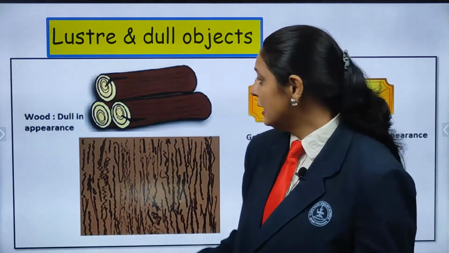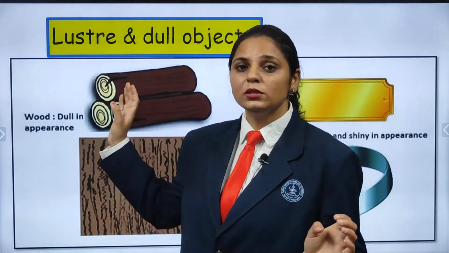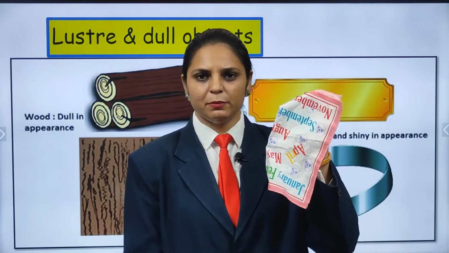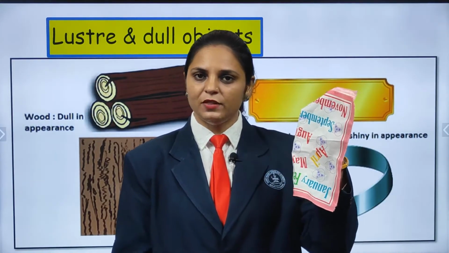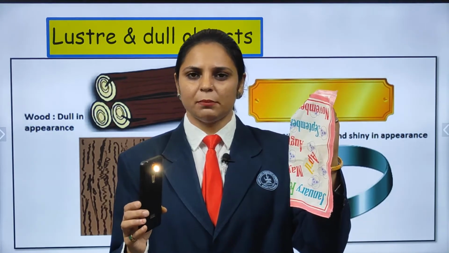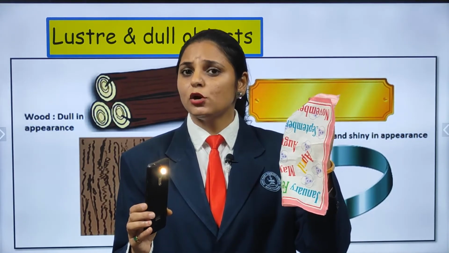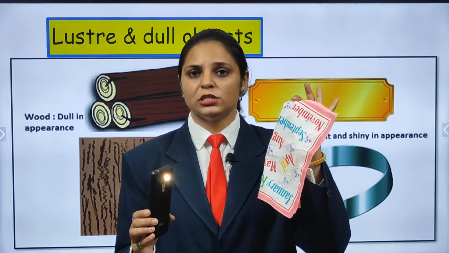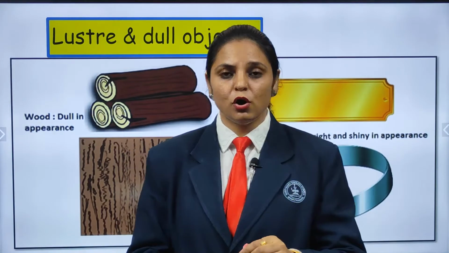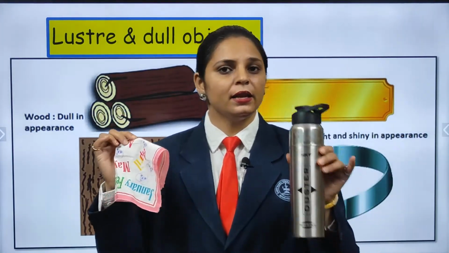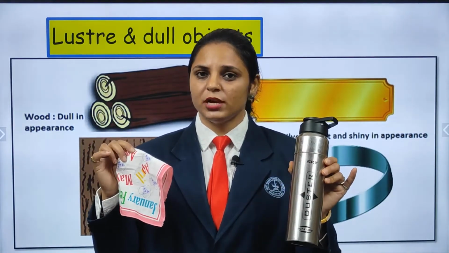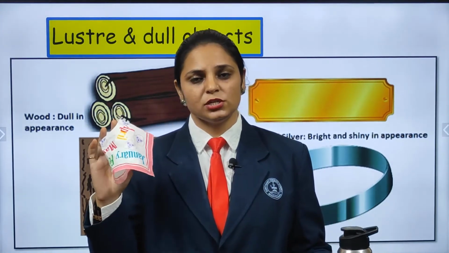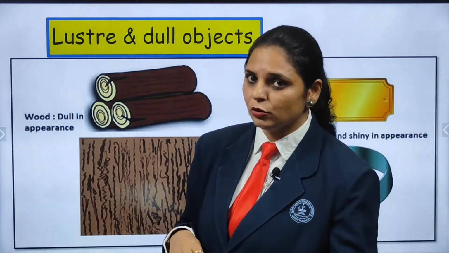On the other hand, if I talk about the dull object, for example, I have a fabric in my hand, a handkerchief. If the light falls on it, what is happening? Is this object reflecting light? No. It does not possess a shine. So of these two objects, this bottle is a shiny object as it is made up of metal, and this fabric does not possess a shine, so it is considered a dull object.